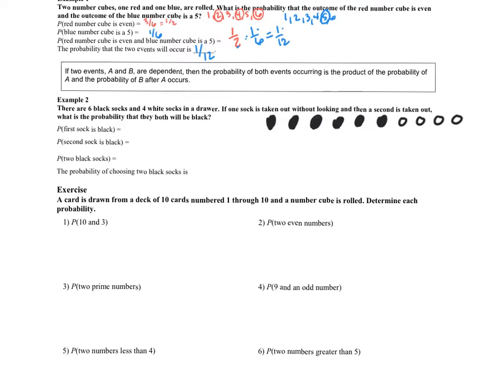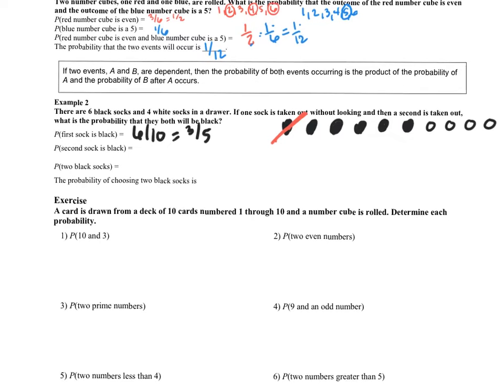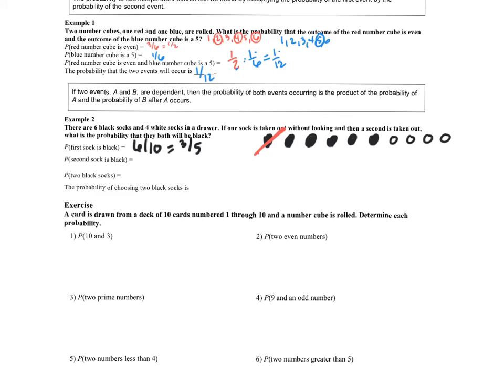What is the probability that the first sock is black? 6 out of 10. I'm going to reduce that to 3/5. Remember, we reduce things as much as we can, right? Once I take this black sock out, because I drew a black sock the first time, what's the probability that my second sock is black? Now I have 5 out of 9 because I took a sock out. So not 10, it's 9. Does that make sense?